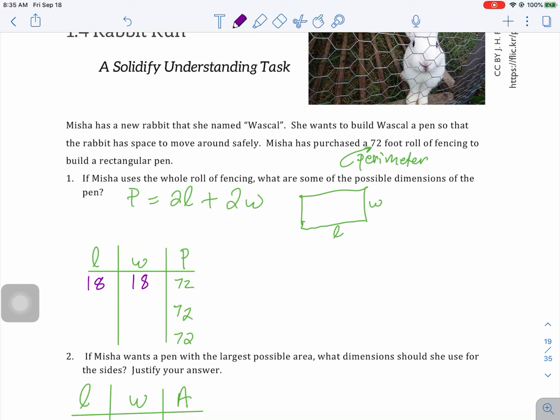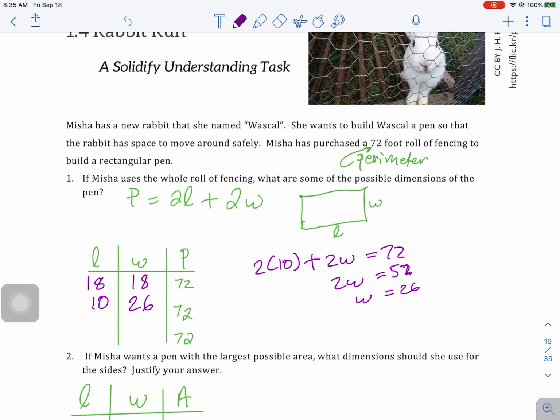What if we picked something a little bit different? What if we said 10? If the length is 10, 2 times 10 plus 2 times the width is equal to 72. Then 2 times the width is equal to 72 minus 20, which is 52. And width is equal to 26.